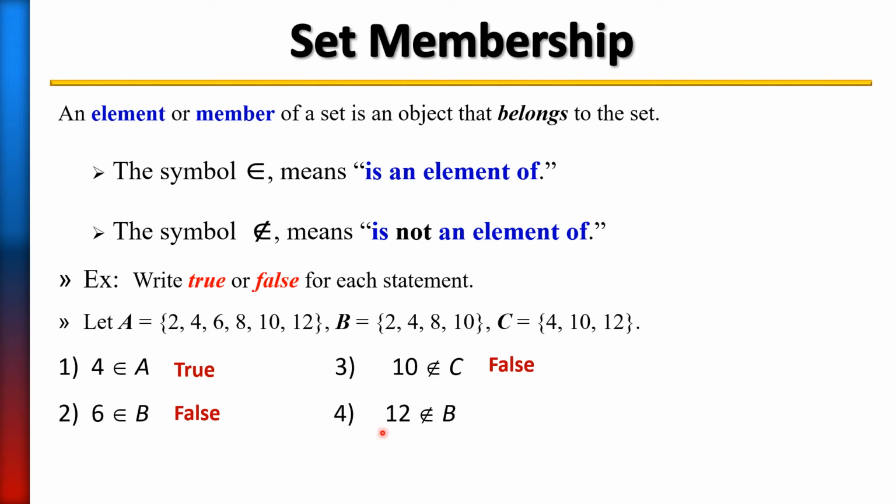Next, we have a statement that says that 12 is not an element of set B. Let's go to set B. And if we look at the numbers, no, I don't see a 12. So that means that this statement that 12 is not an element of set B is a true statement. So there you have it.